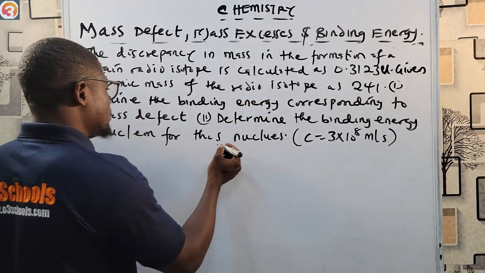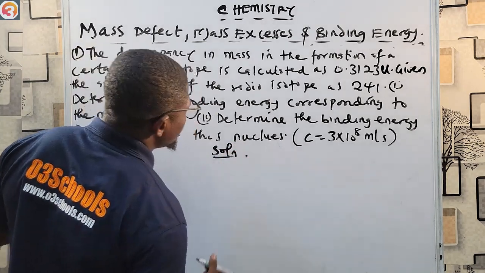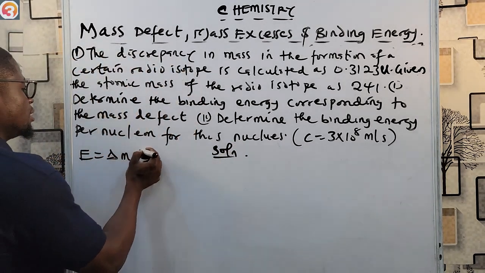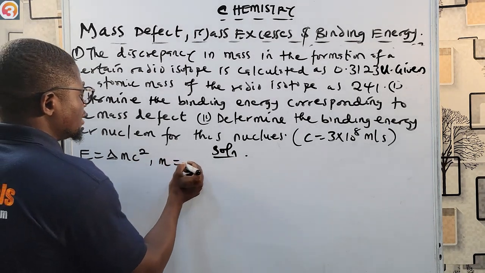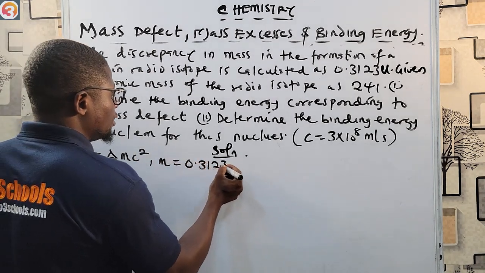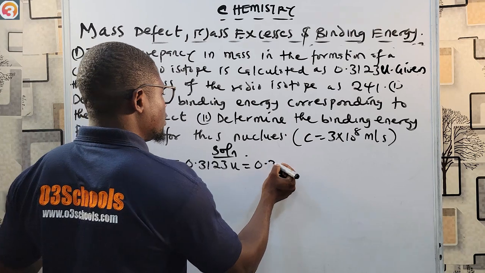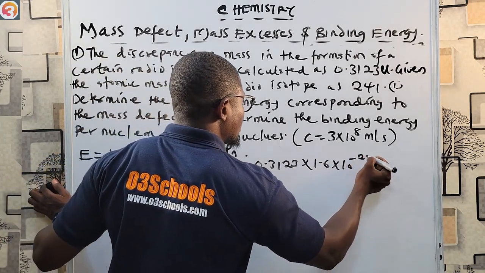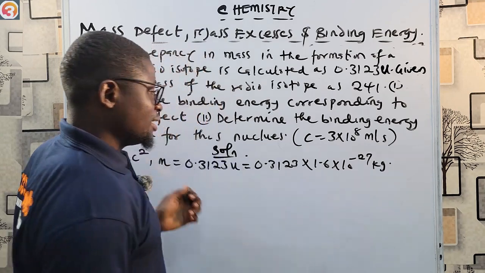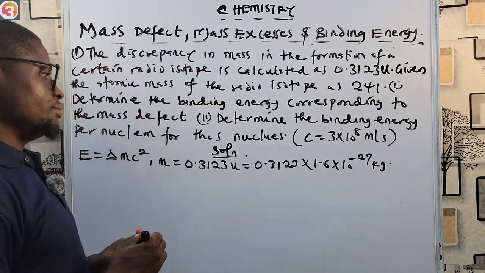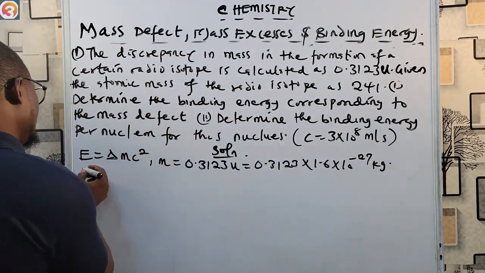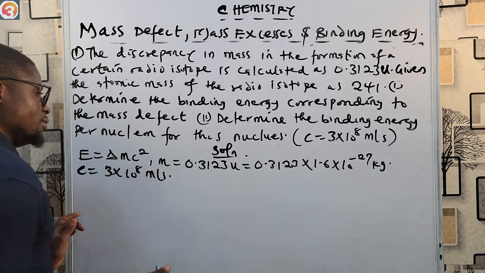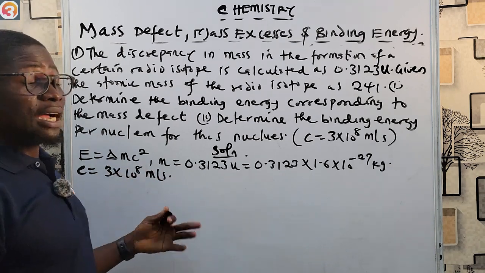Okay, it's as simple as ABC. So solution. We are looking for the binding energy E, which is delta m c squared. We know our mass defect to be 0.3123 U, which is the same thing as 0.3123 times 1.6 times 10 to the power minus 27 kilogram. Convert it to kilogram. Then we know c to be 3 times 10 to the power 8 meter per second. So that means we can calculate our binding energy.